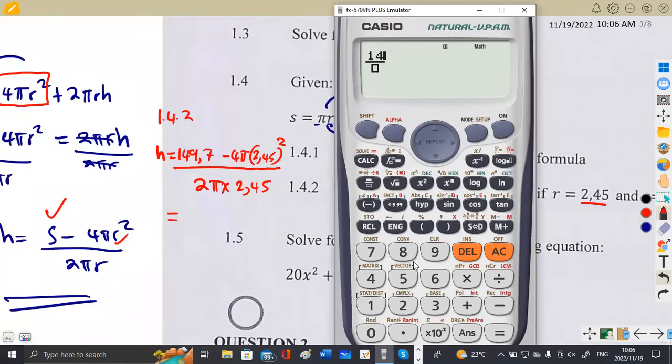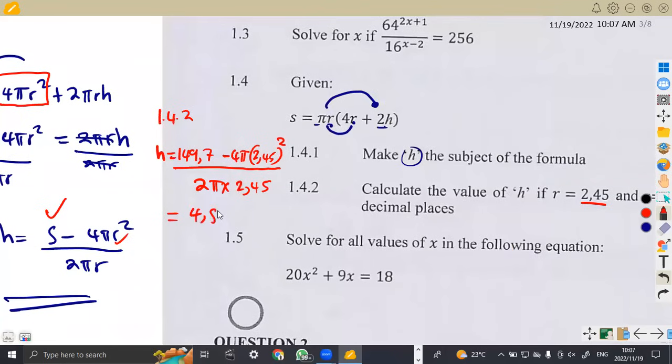Put in the fraction: 149.7 minus 4 pi times 2.45 squared, everything over 2 pi times 2.45. Okay, so we are going to have 4.8246, which is 4.825 to 3 decimal places. This 6 is going to change this 4 into 5. So it's 4.825. Okay, so that was the value of h.